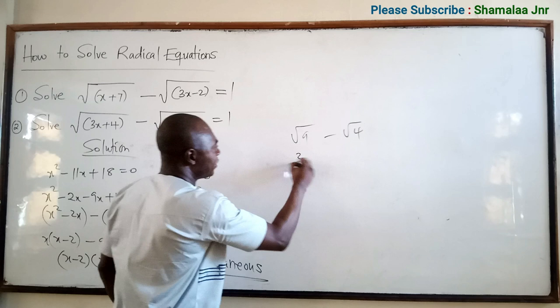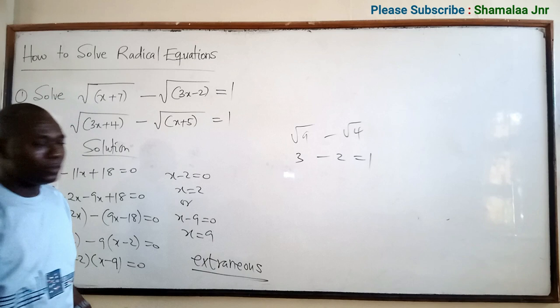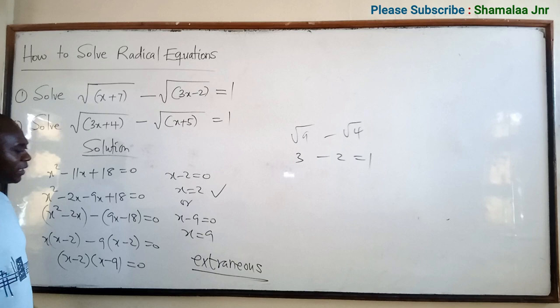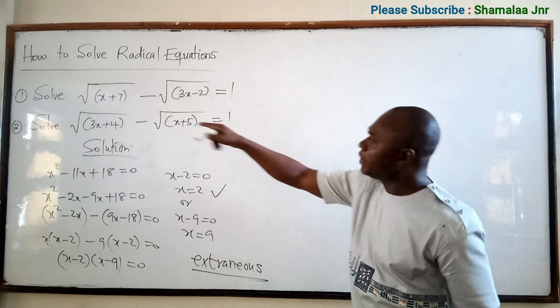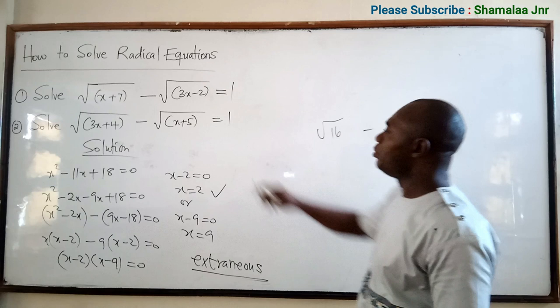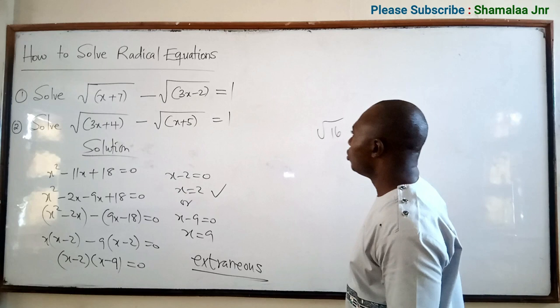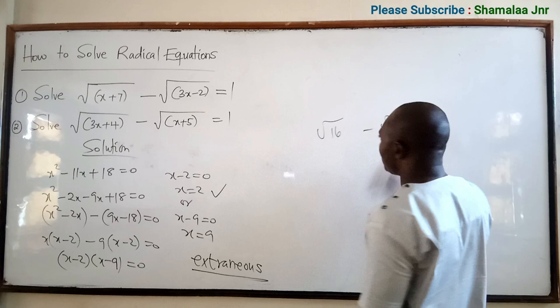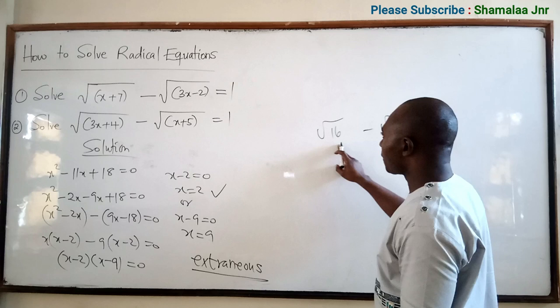And you see the right hand side is equal to 1. So it means that this one is a solution. Now let's check the second one, x equal to 9. If you put 9 here, that will be 9 plus 7, that is square root of 16, minus, when you put 9 here, 3 times 9 is 27, minus 2, which is 25. Now square root of 16 is 4, minus square root of 25, which is 5. 4 minus 5 is negative 1.